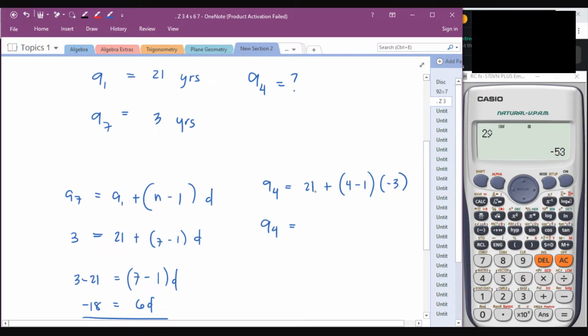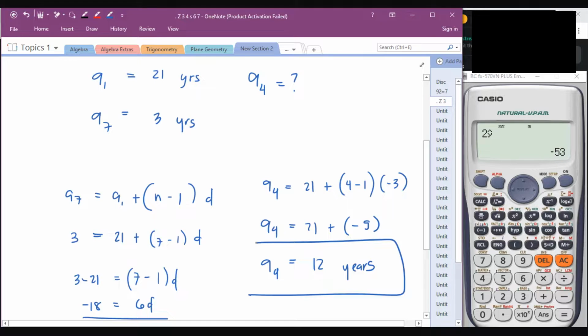To find the age of A4, A4 is equal to A1, which is 21, plus 4 minus 1, times the common difference of negative 3. That is 3 times negative 3, negative 9. So 21 minus 9 is 12 years old. So the age of the twins is 12 years. That is the answer.